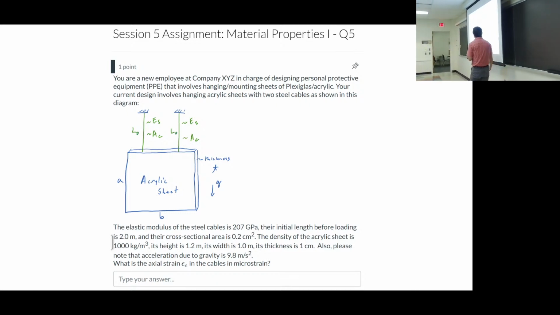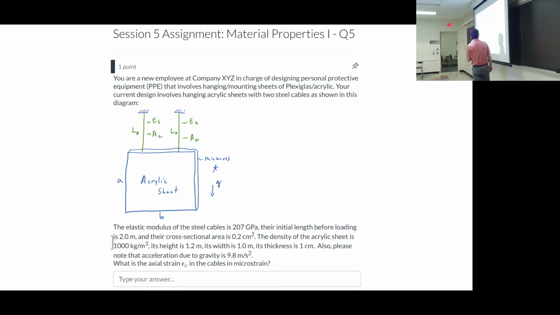And note, I think the previous question, did it give an initial length? Yeah, it gave an initial length, but you didn't need that length when you're calculating stress. Right? That's one of the points here, is that you don't need to know how long the bar is to calculate what the stress is.